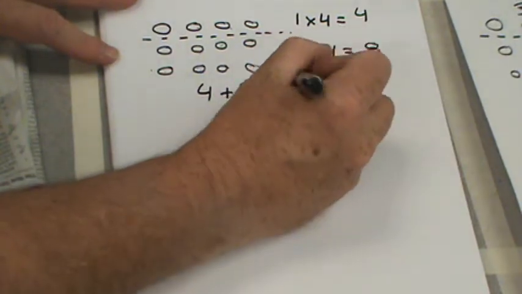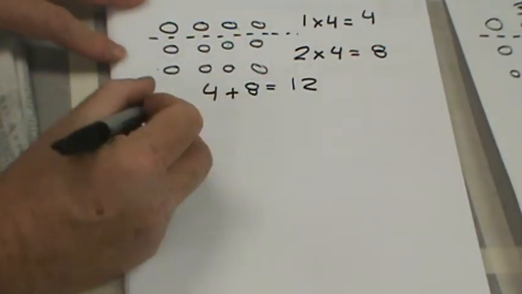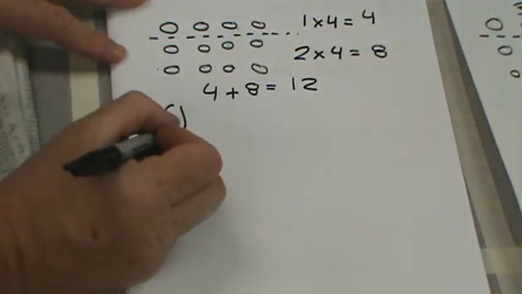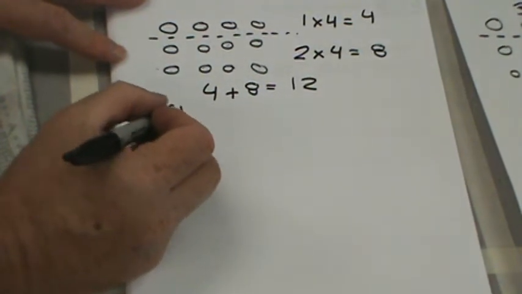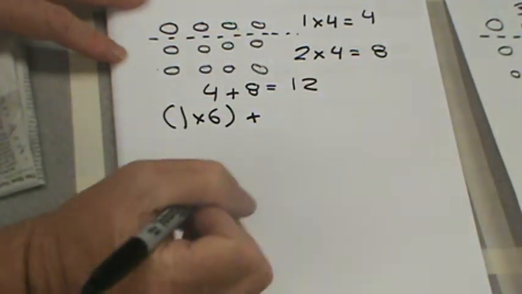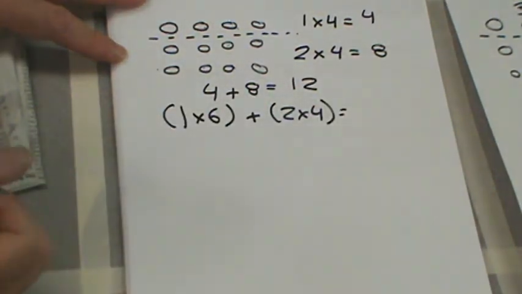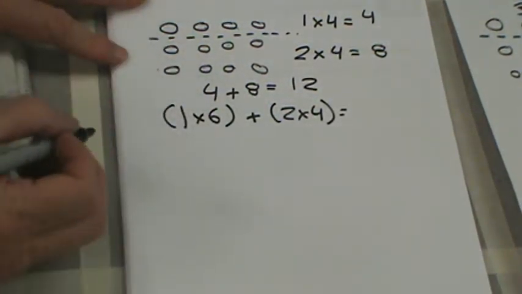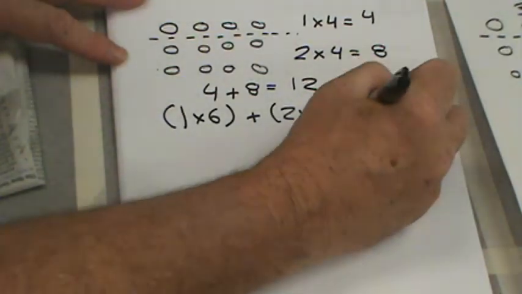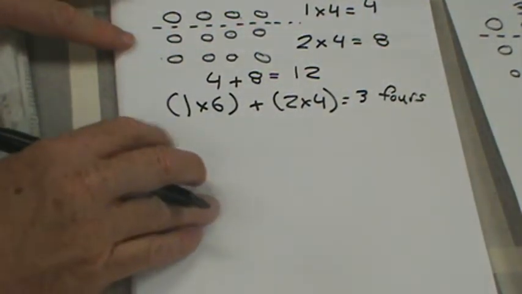Well, it equals 12. And then we can even also say, oh, I'm not going to say this word because you know who will come back. I'll whisper it. Parentheses. 1 times 4 plus 2 times 4 equals what? Well, we've already got 3 groups of 4, don't we? Yeah, 3 4s.